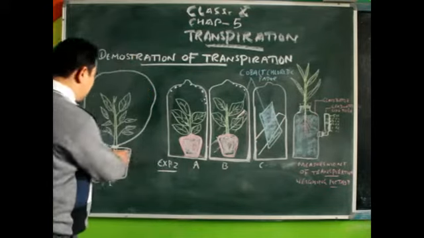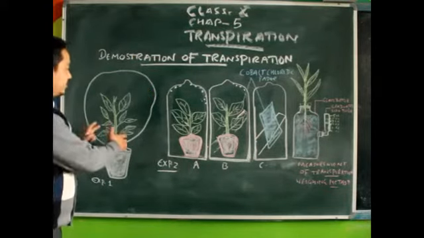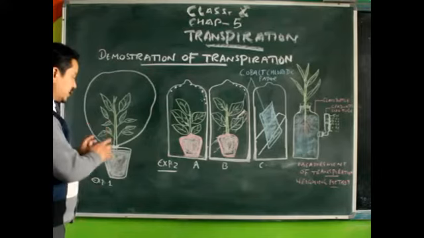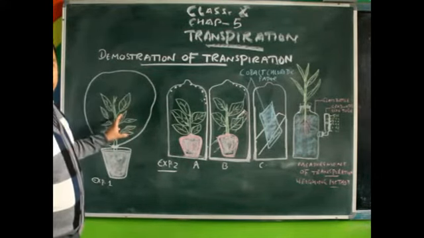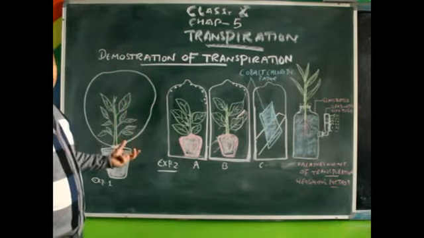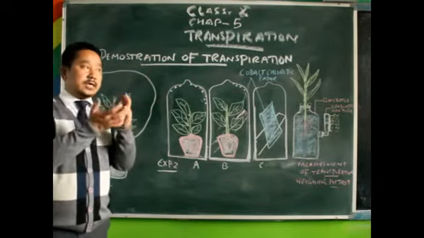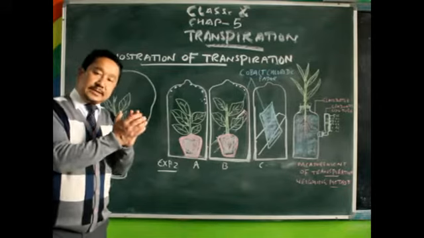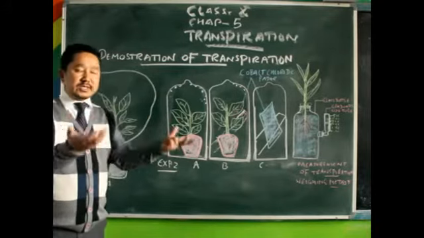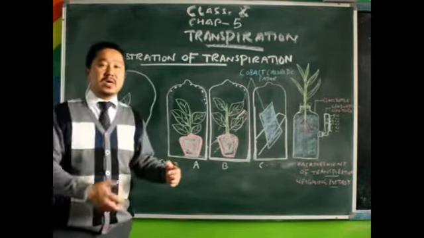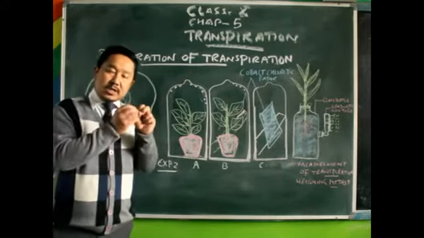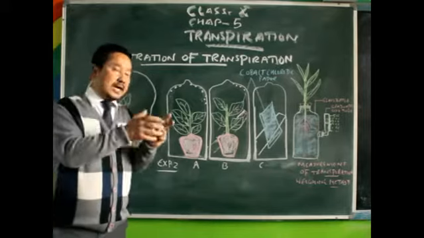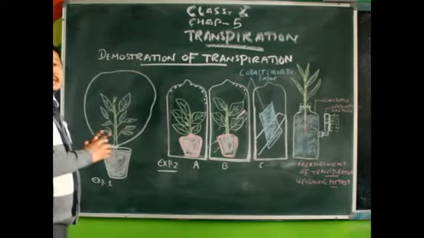So here is experiment number 1. This is to demonstrate transpiration in the plant. How can we say transpiration takes place in the plant, because we never see the water vapor coming out of the plant? How can we see that? For that, this experiment can be demonstrated.